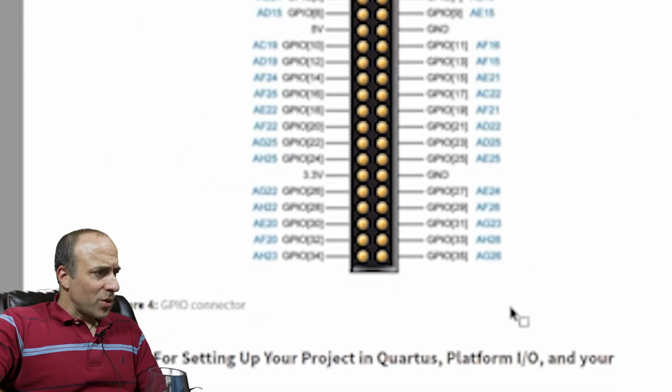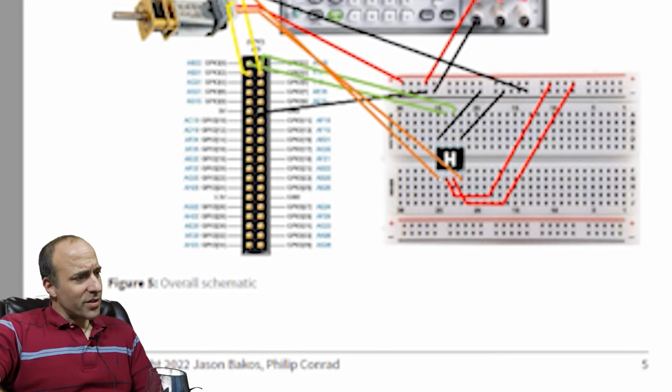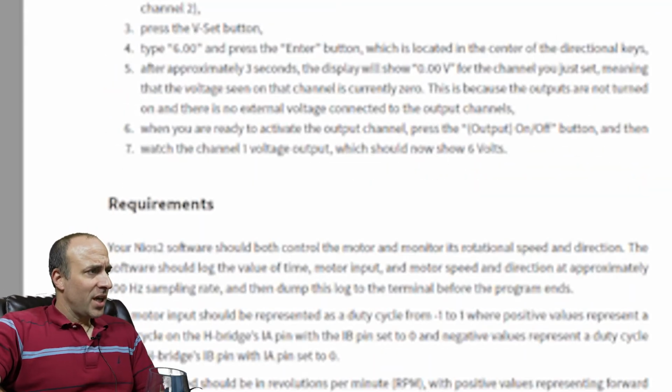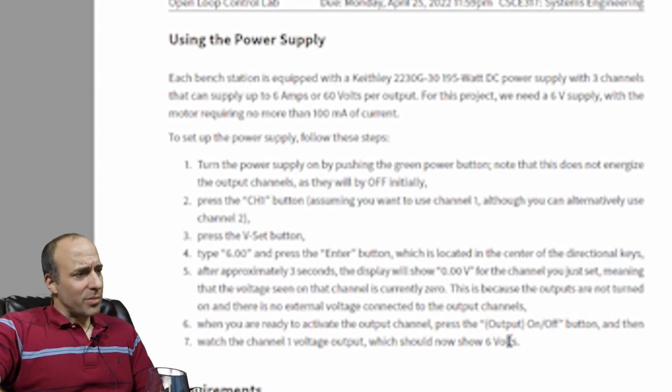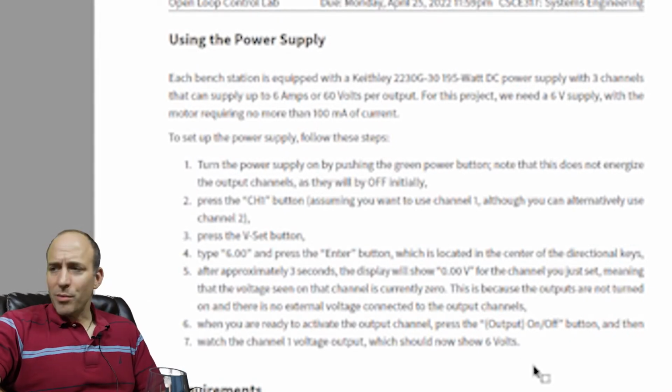I also made this H-bridge black on this schematic to make it a little easier to see, and I added a section on how to use the power supply in case anyone was having some trouble with that.